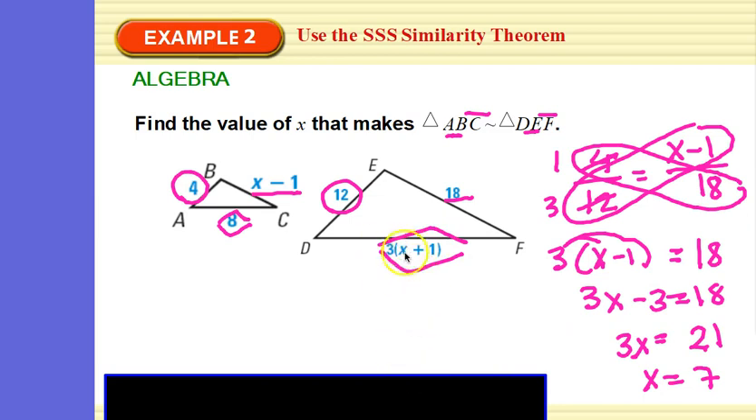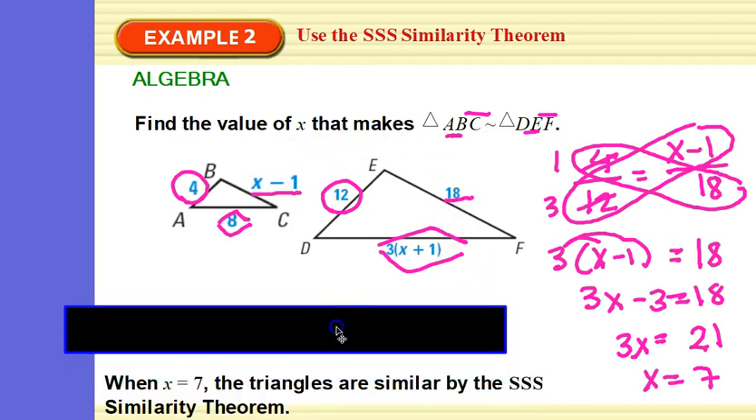We can check that out over here. 7 plus 1 is 8. 8 times 3 is 24. Is 8 times 3 24? It is. 4 times 3 is 12. 8 times 3 is 24. Over here, the 6. 6 times 3 is 18. It checks out. We know we didn't mess anything up. Our x value is 7. And these triangles are similar by the side, side, side similarity theorem, because all 3 sides are proportional.